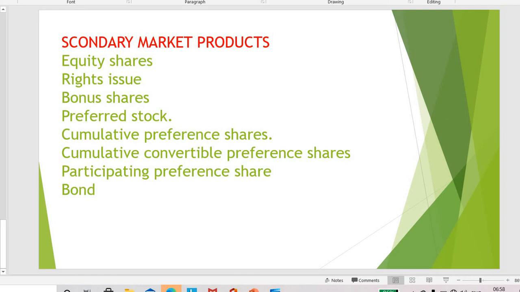Zero coupon bond means the bond is issued at a discount and repaid at face value. That one is zero coupon bond. Next one is convertible bond, a bond giving the investor the option to convert the bond into equity. That one is convertible bond. Next one is debentures, a bond issued by a company bearing a fixed rate of interest is called debentures.